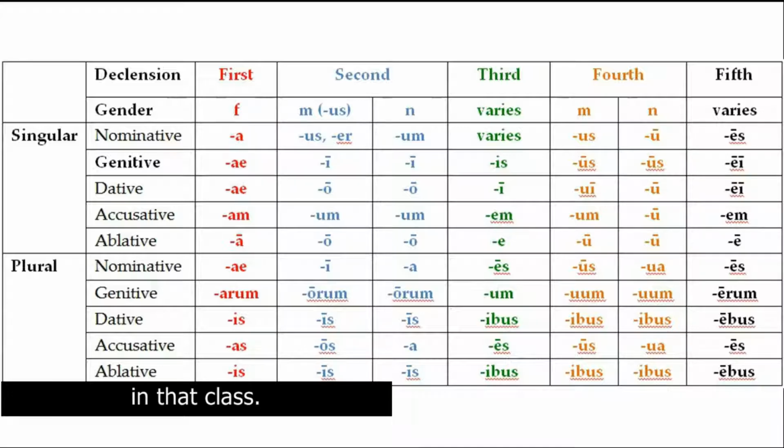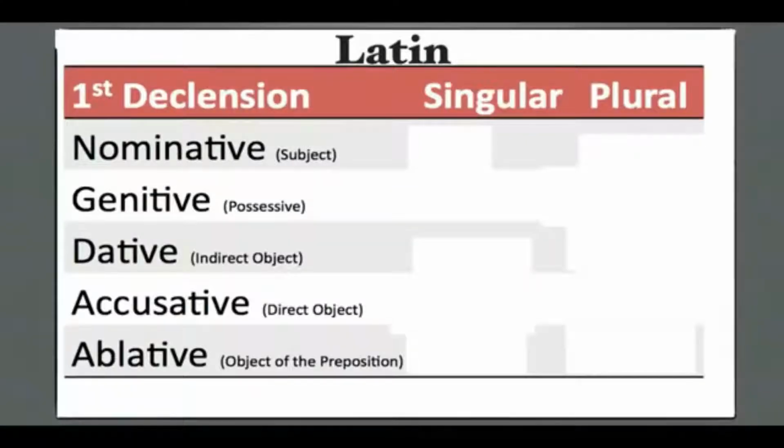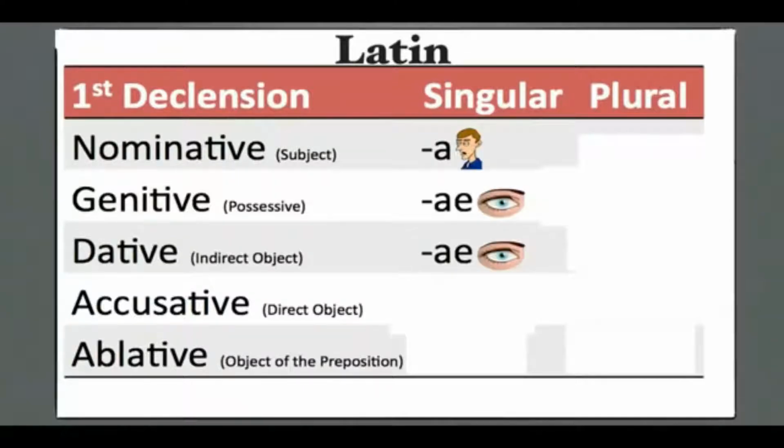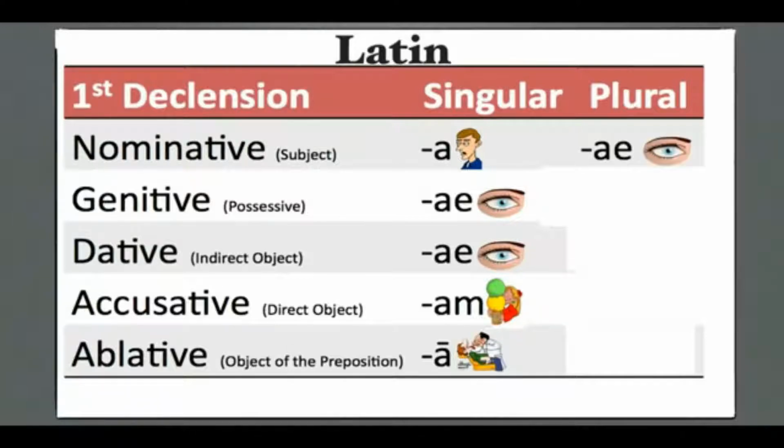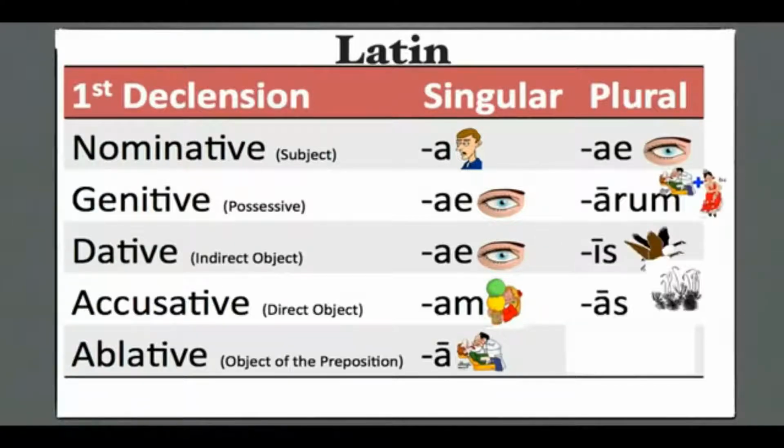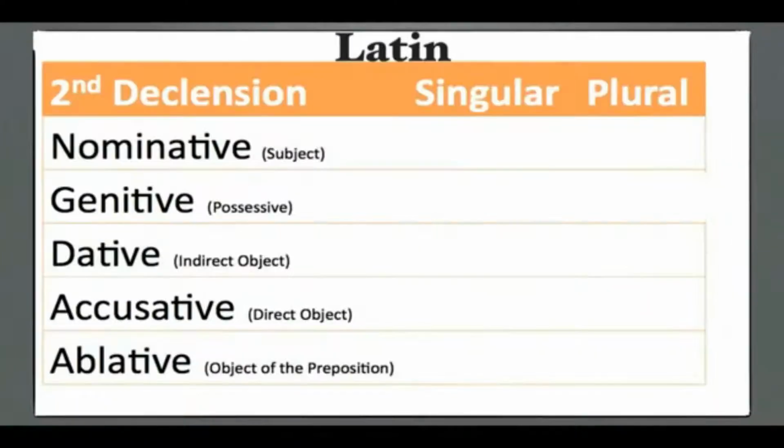First declension noun endings. Singular first declension: a, ae, ae, am, a. Plural first declension: ae, arum, is, as, is.